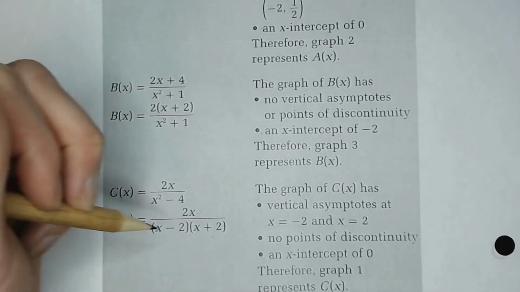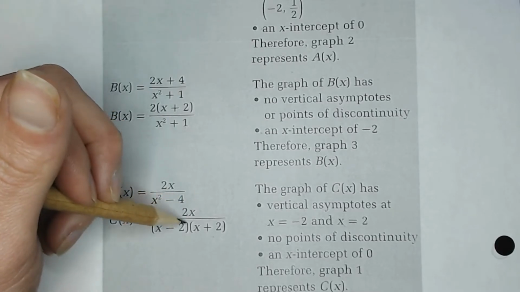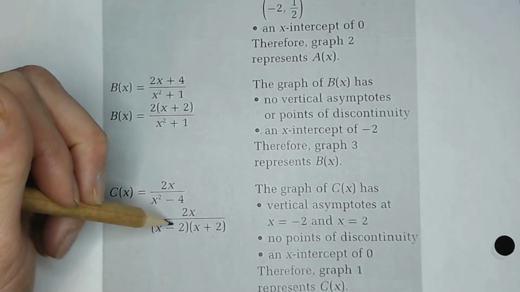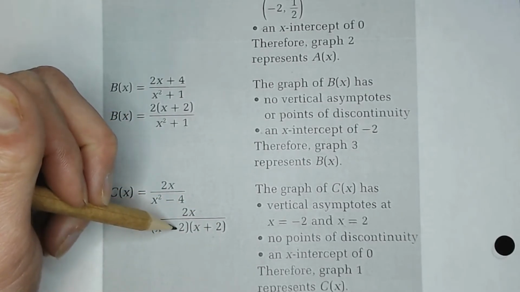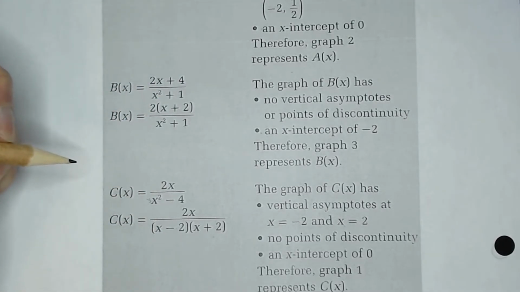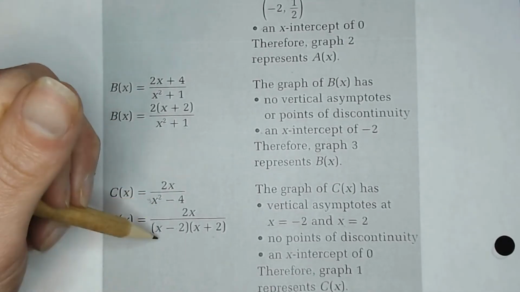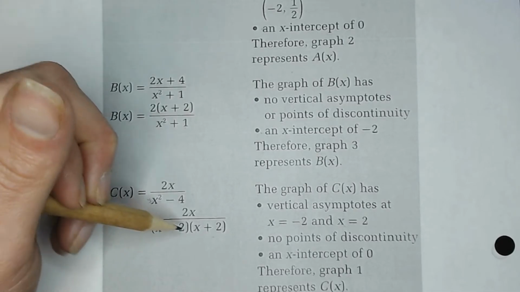In this graph, there are no points of discontinuity because there's no common factor between the top and the bottom of the fraction. And then in the bottom here, we have that parabola shape. So you know that you're going to have 2 asymptotes because we have non-permissible values x equals positive 2 and x equals negative 2.